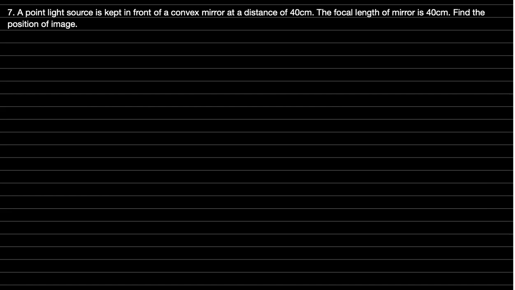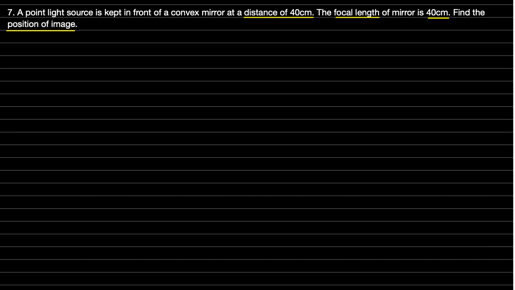So coming here, what is given is a point light source is kept in front of a convex mirror at a distance of 40 centimeters. So object distance is given as 40 centimeter. Focal length is given as again 40 centimeters. We need to find the position of image. That means we need to find the value of V.